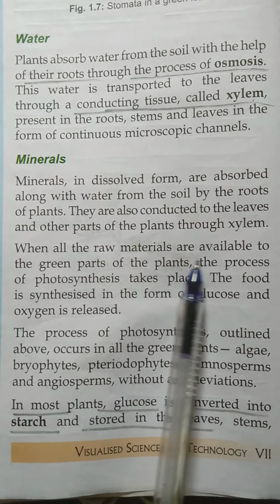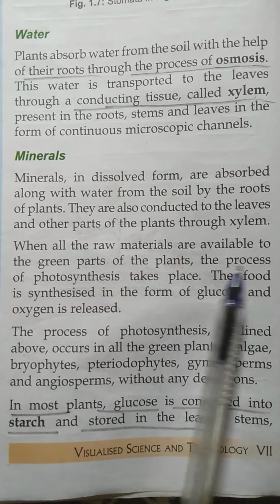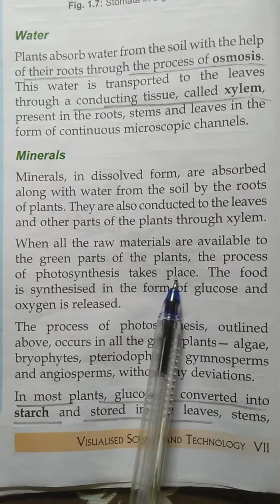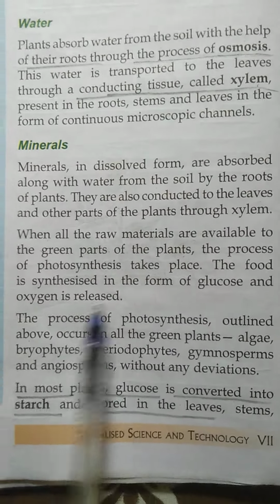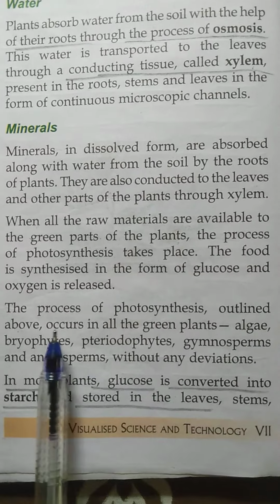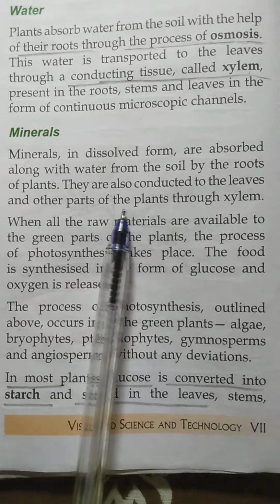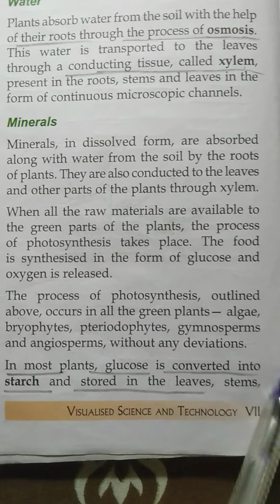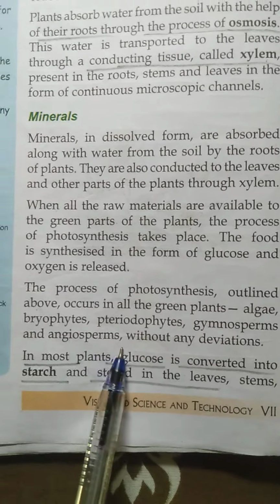When all the raw materials are available to the green plants, the process of photosynthesis takes place. The food is synthesized in the form of glucose and oxygen is released. The process of photosynthesis outlined above occurs in all green plants, and also in algae, bryophytes, pteridophytes, gymnosperms and angiosperms.